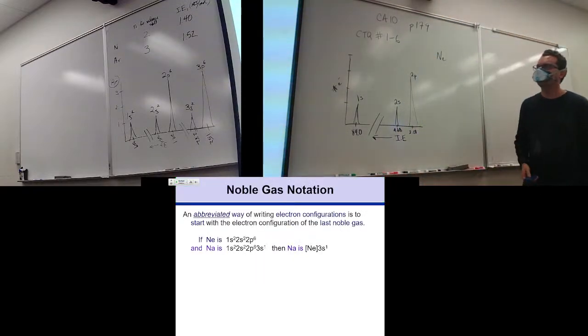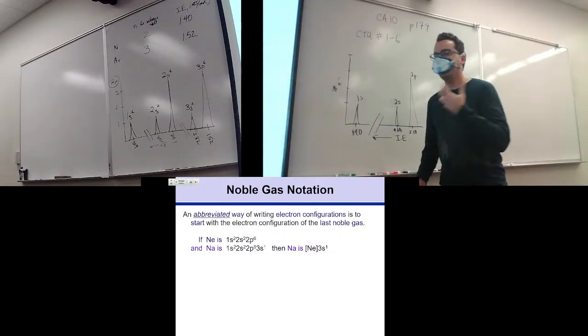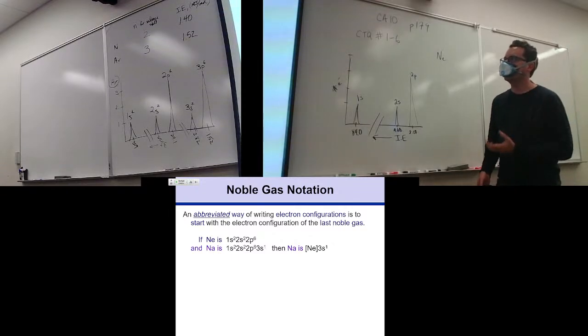Now, they do get tedious to write. It's a lot to write. So we've got shortcuts for writing it. So we've got something called the noble gas notation.